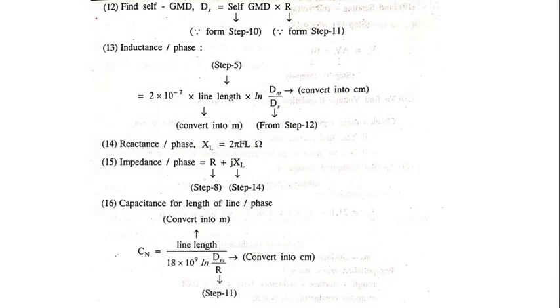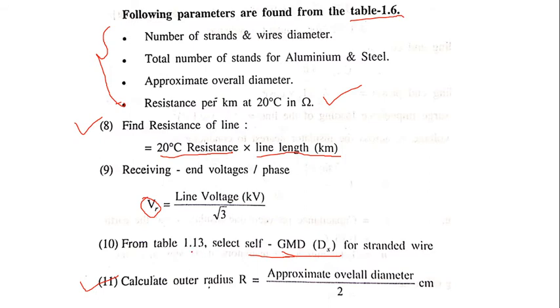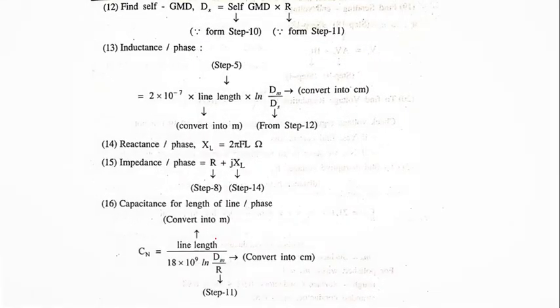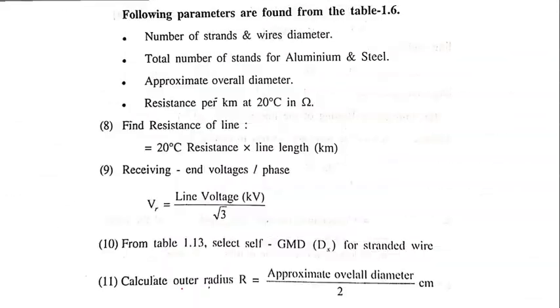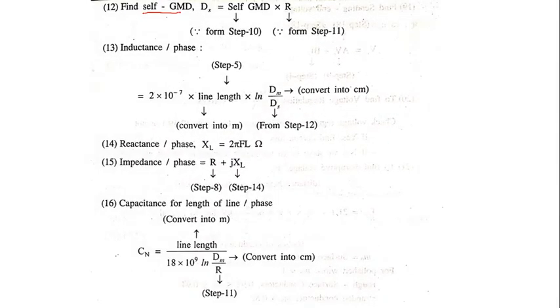Next step, step number 12, is finding the self GMD, that is DS, which is self GMD into R. So see step number 10. What is step number 10? In step number 10 we find the self GMD from the 1.13 table, already defined in the previous slides, and multiply it with r. What is r? That is the radius. So see the radius in step 11. Here is the radius that we calculate from this step. Multiplying both, we can find the self GMD.